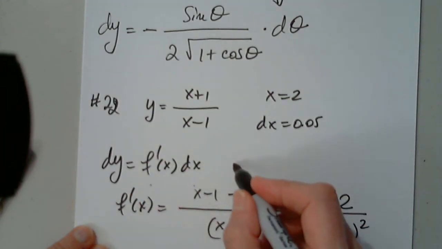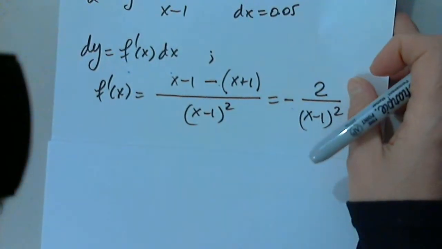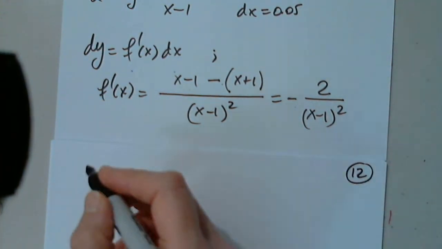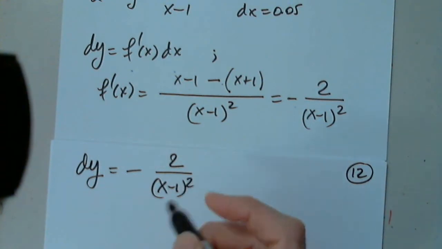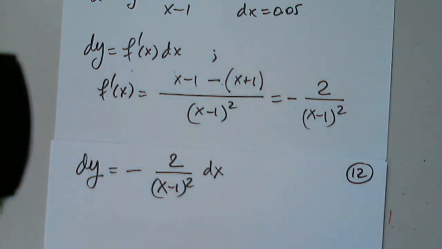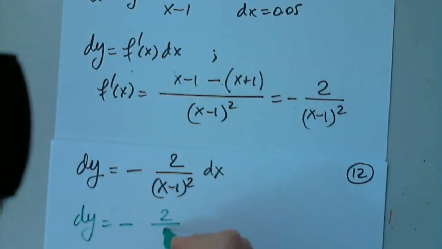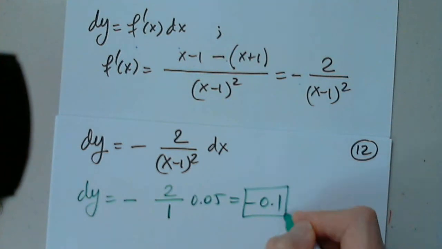So therefore, I go back up here. Maybe I shouldn't go back. Maybe I should write it on the next page. So then I know that dy equals negative 2 over x minus 1 squared dx. If I forget the dx, this will be incorrect. Now at this point, I can plug those numbers in. And that's it. So then dy equals negative 2. The denominator 2 minus 1 is 1. The dx is 0.05. So this is negative 0.1.